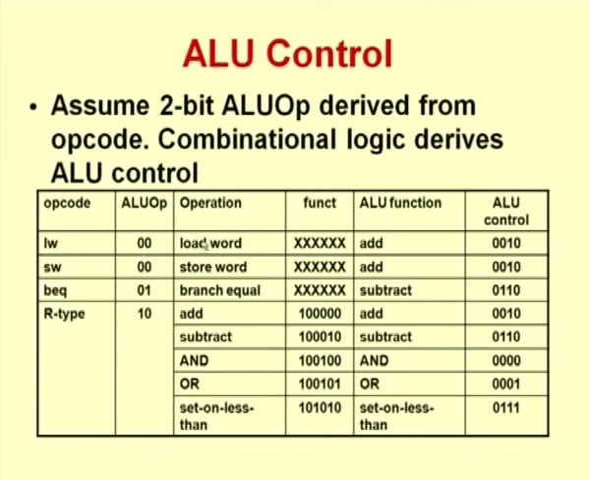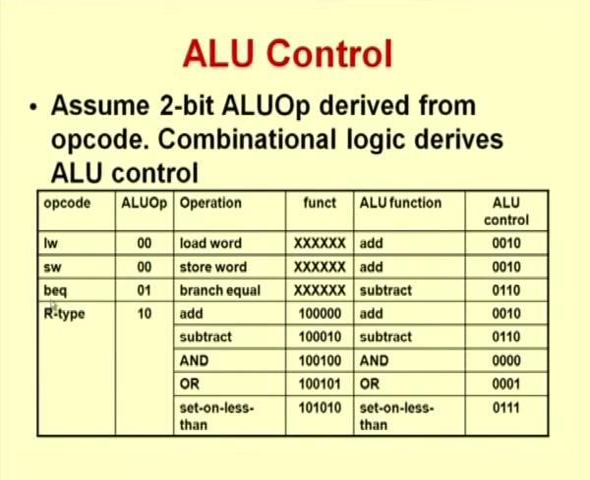So from here, if it's a load word, the ALU function that needs to be done is add. Okay, so 0010 will be the control that needs to be derived. So if it is a store word, ALU operation will be, let's say these two bits will show it's 00. It's a store word operation, and again we need to do an add. So the same ALU control will be 0010.